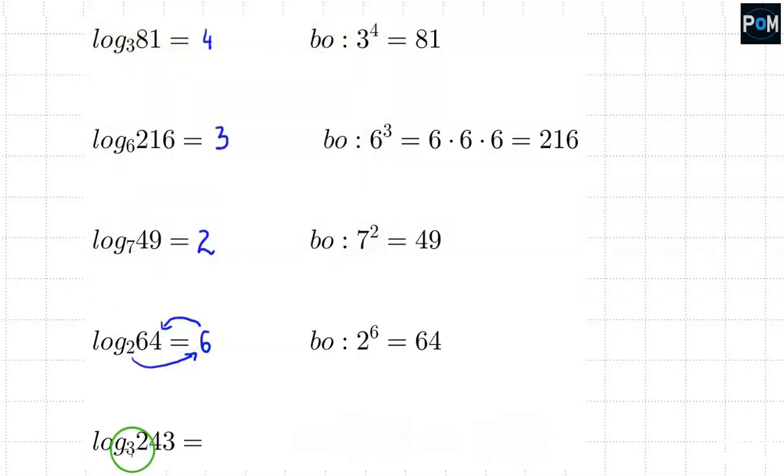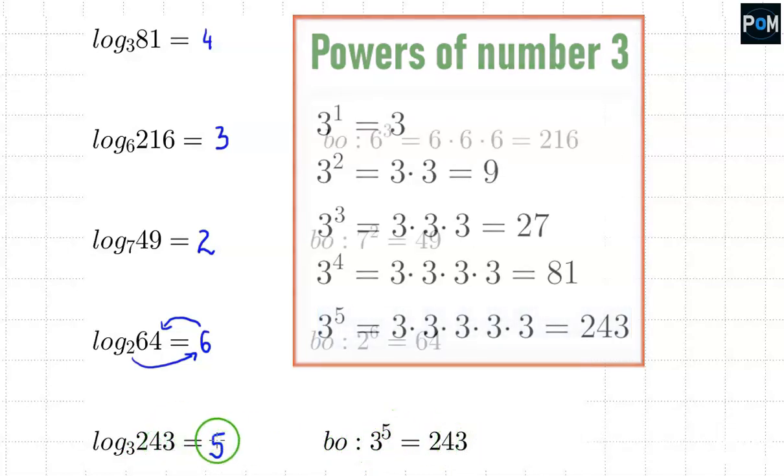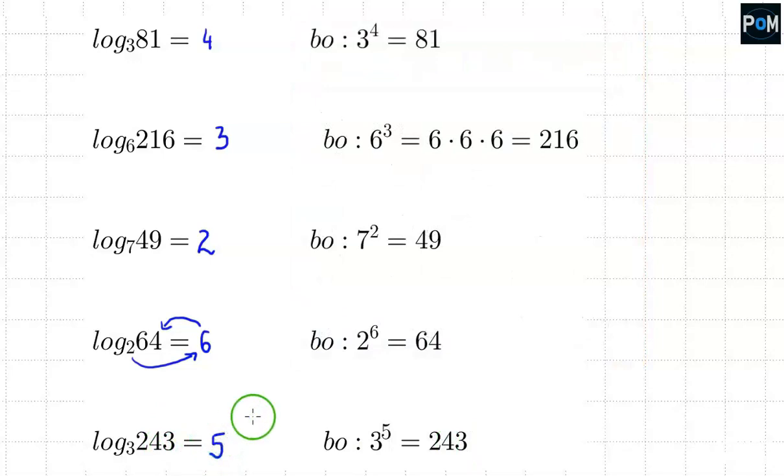The log base 3 of 243, well, it must be such a number that if I raise 3 to this power, I will get the result of 243. The result of 3 to the power of 4 is not enough, because 3 to the power of 4 equals 81, we have it here. The number 5 will fit here, since 81 times 3 gives us 243, or in other words, 3 to the power of 5 is 243. So the result of this log is the number 5.